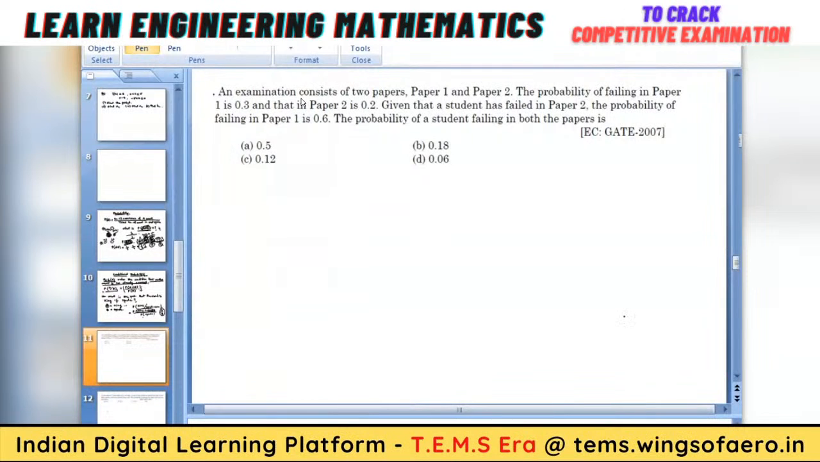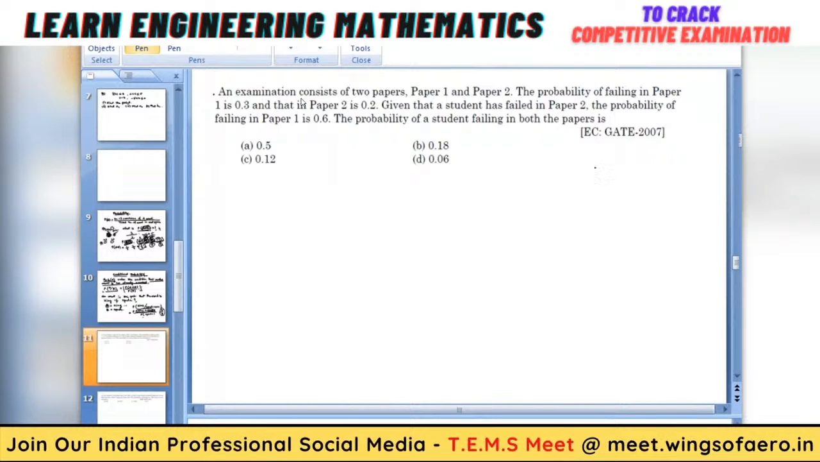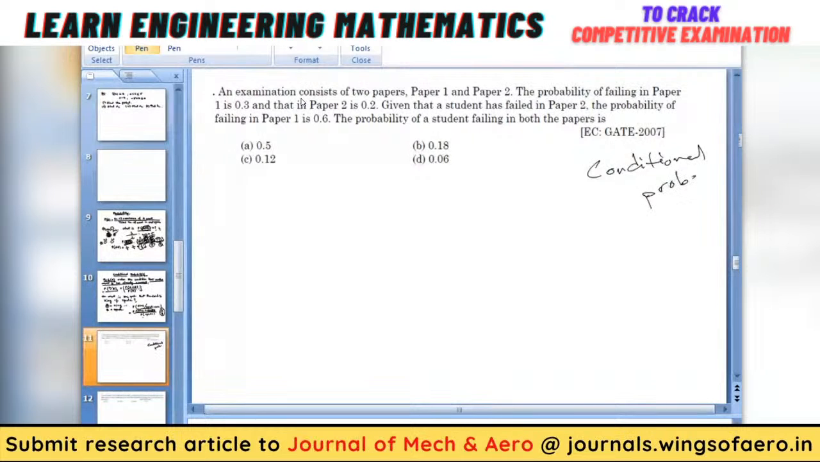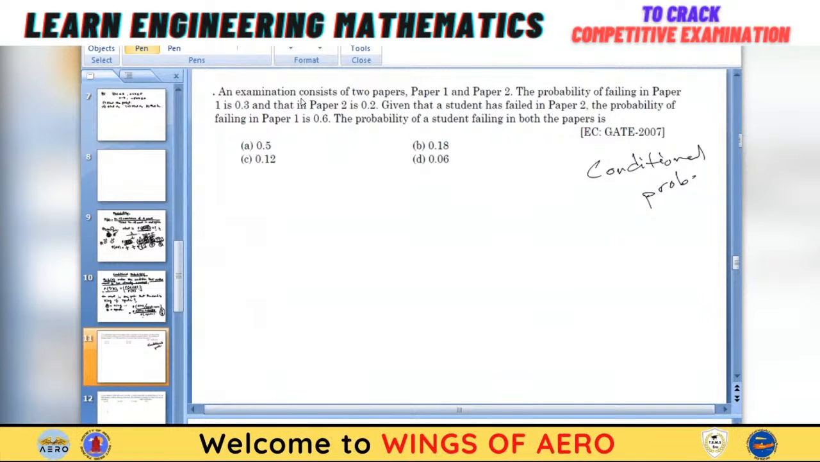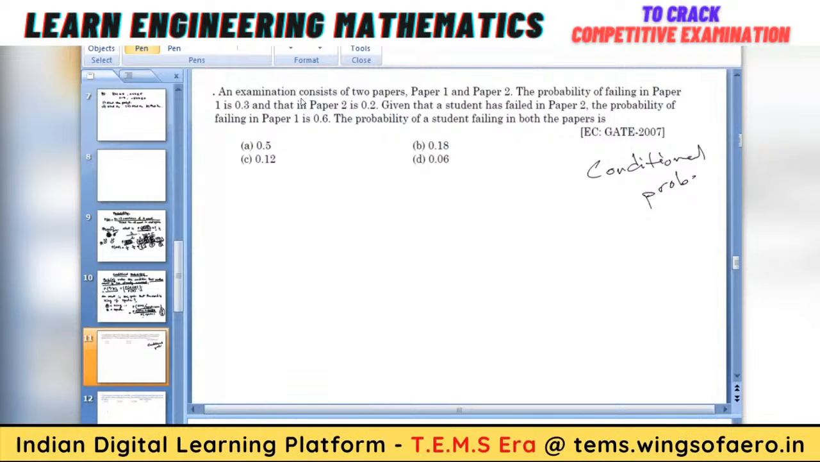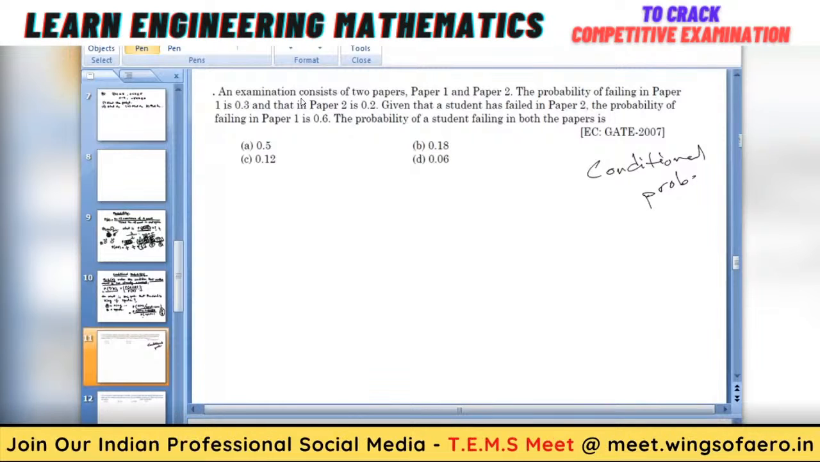A hint: it is a conditional probability question. Consider two events. The first event is that the student failed in paper 1. The probability is given, C, 0.12. Okay. Any other answer?